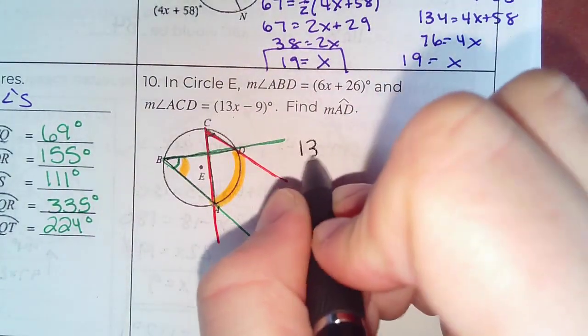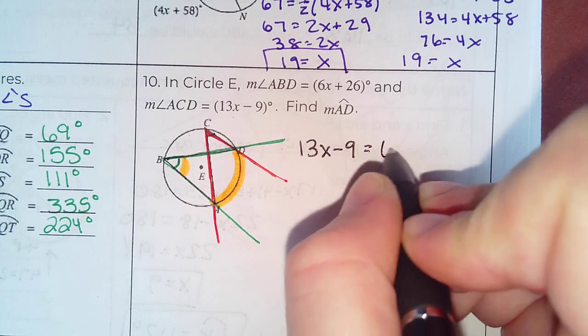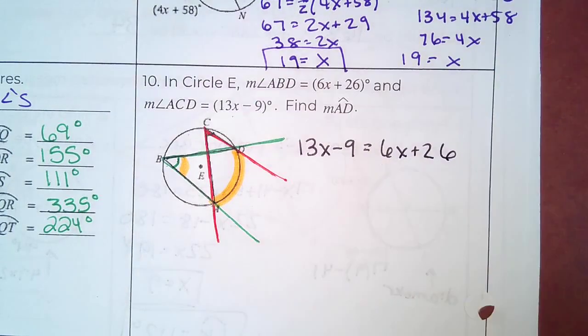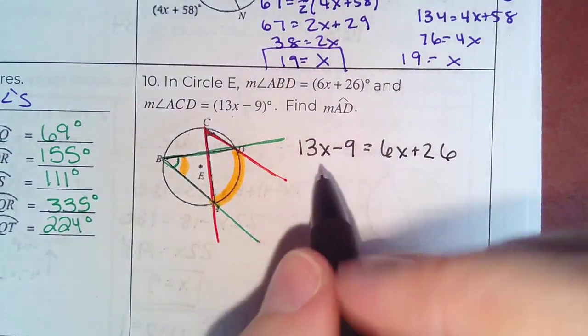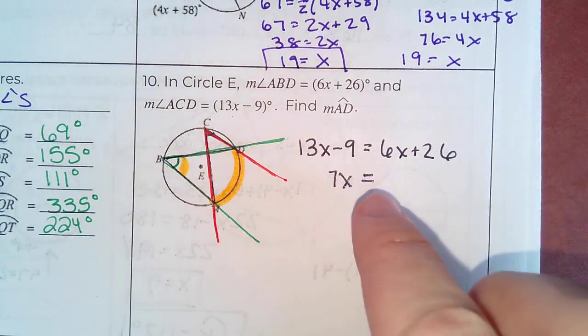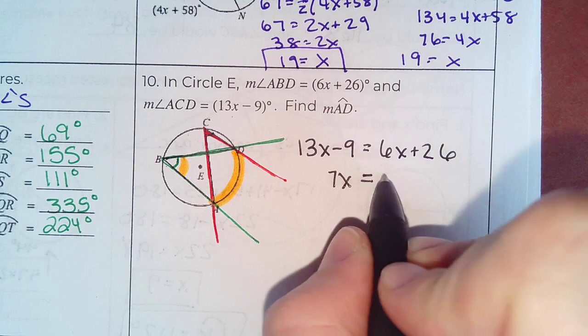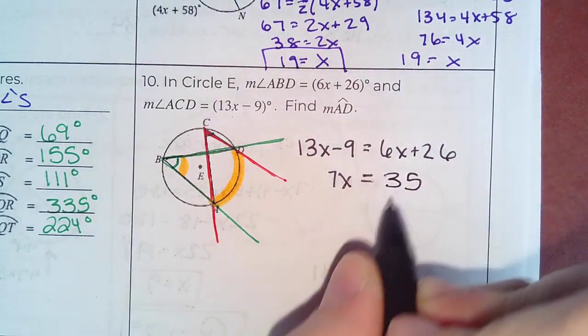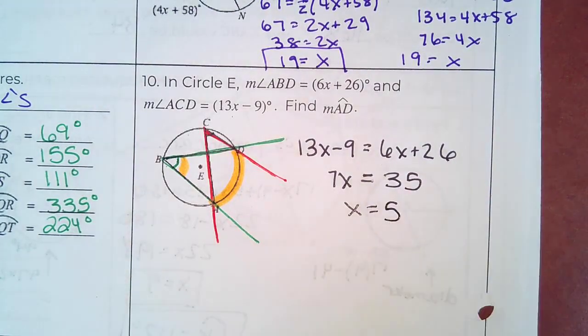So what I'm going to do is set these two things equal and solve for x. So that's 13x minus 9 equals 6x plus 26. Subtract 6x, so 7x equals, add 9, so 35. Divide by 7, so x equals 5.